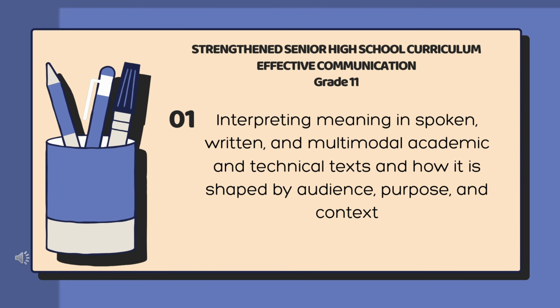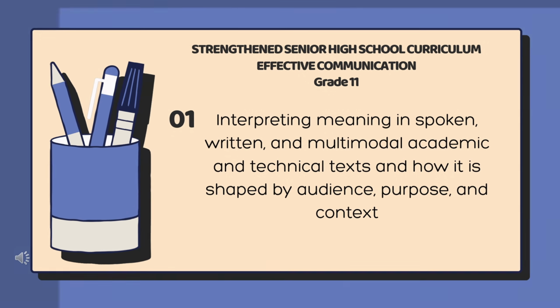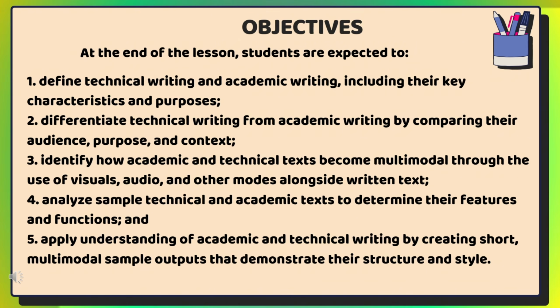Interpreting meaning in spoken, written, and multimodal academic and technical texts, and how it is shaped by audience, purpose, and context. At the end of the lesson, students are expected to: 1. Define technical writing and academic writing, including their key characteristics and purposes. 2. Differentiate technical writing from academic writing by comparing their audience, purpose, and context.